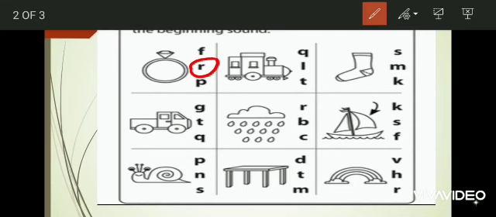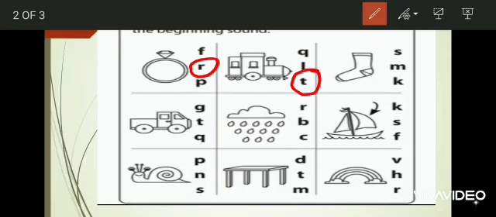Okay, students. Next picture is train. It's a train. And the letters we have are Q, L, and T. And train starts with the letter T. Very good. So we will circle letter T.